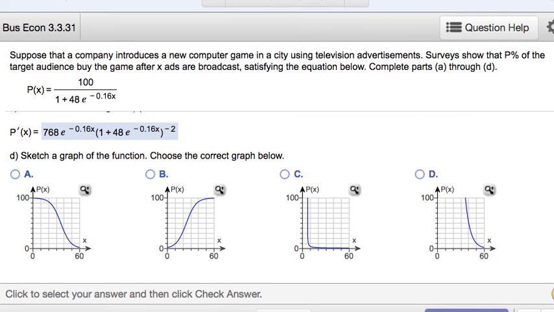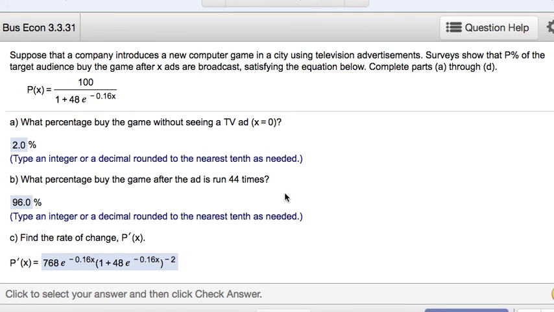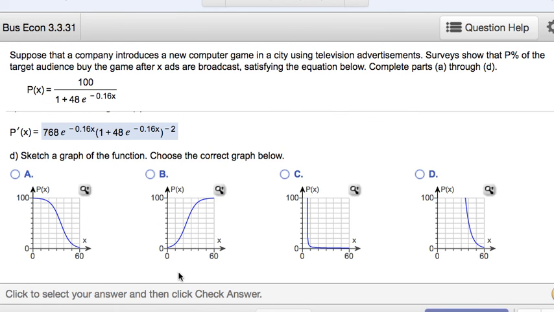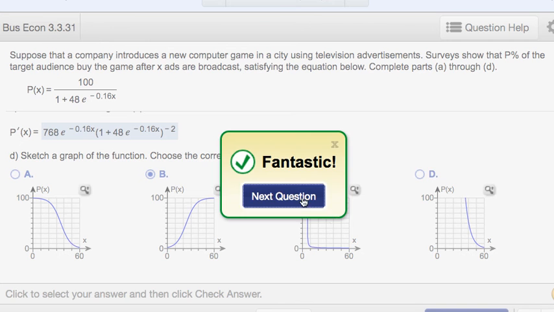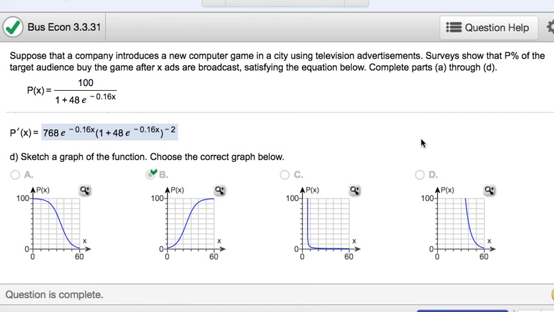And then sketch a graph of the function P. It's kind of interesting. We can pick it from parts A and B, because we know that when x is 0, P is 2, and when x is 44, it's 96. So it's got to be this one. That's the only logical choice that goes through anything close to 2 and 96. I wouldn't ask you necessarily to graph that. I'm not really sure what purpose that serves in this problem.